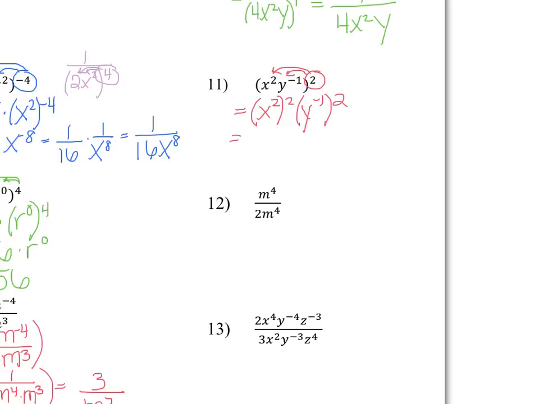Well, x squared to the power of 2 is x to the 4th, and y to the negative 1st times 2 is y to the negative 2nd. So when I have this, x to the 4th is still staying over 1, because that has nothing to do with negative exponents. But y to the negative 2nd is a negative exponent, so I'm going to have 1 over y to the 2nd to make this positive. And this is going to simplify to x to the 4th over y squared.